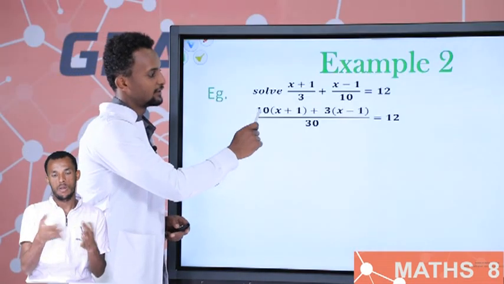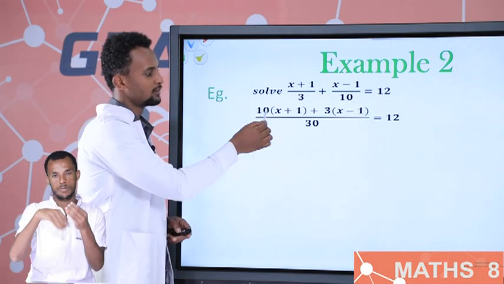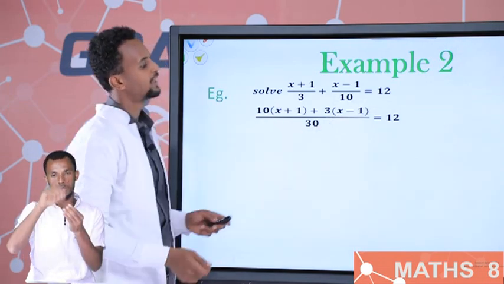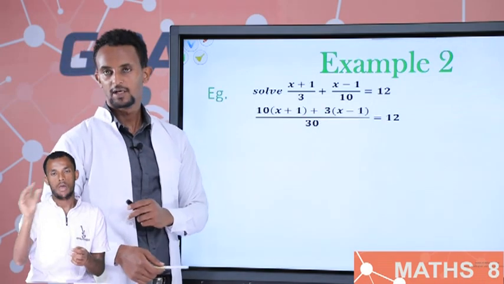Now, let's multiply 10 times (x plus 1). These 10 multiply both x and 1, and also these 3 multiply both x and 1.